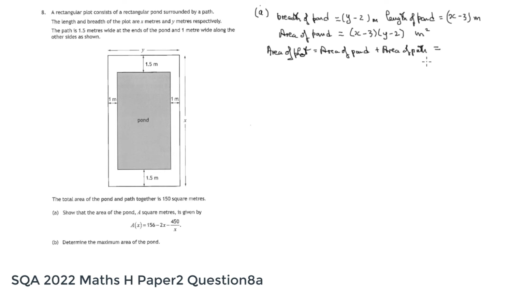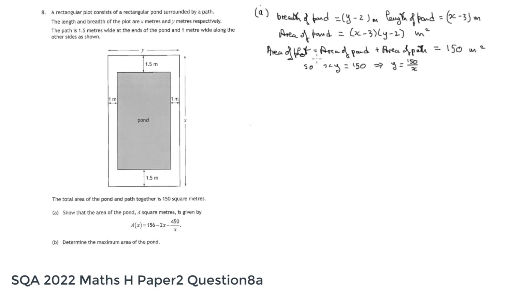And we're told that that's 150 metres squared. Now the area of the plot we know is x times y. We're told the dimensions of the whole plot, x times y. So xy is equal to 150, and this gives us the opportunity to find y in terms of x, because if we divide through by x, y we discover is 150 over x.